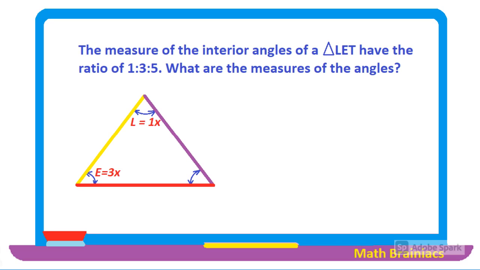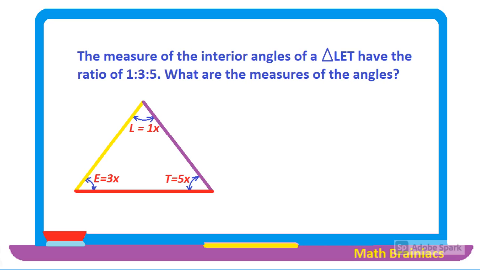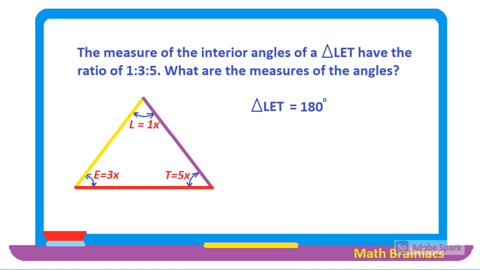while angle E is equal to 3x. This is according to the ratio. And the measure of angle T is equal to 5x. Accordingly, we have completed the ratio 1:3:5. This is equivalent to the triangle LET. We already know that the sum of all the interior angles is equal to 180 degrees. Consequently, we are going to add the given values according to the ratio.